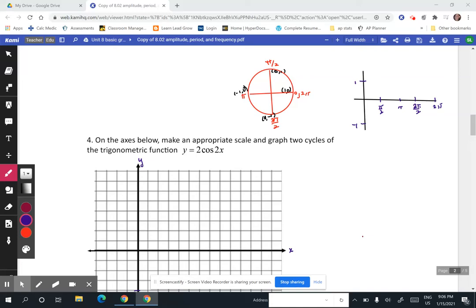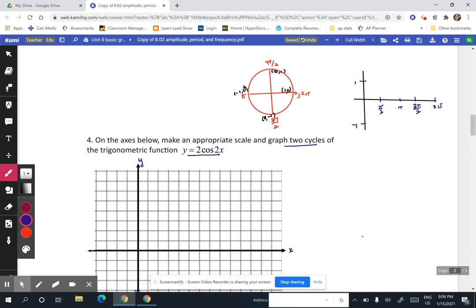Hi everyone, this is Mrs. Pullen for lesson 8.02, and in this problem I'm going to demonstrate how to graph two cycles of the function y equals 2 cosine of 2x.